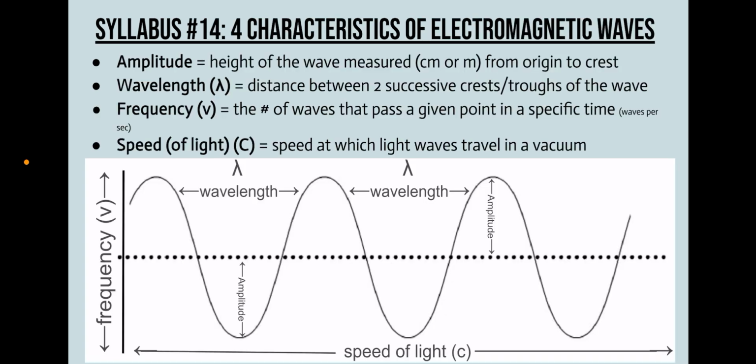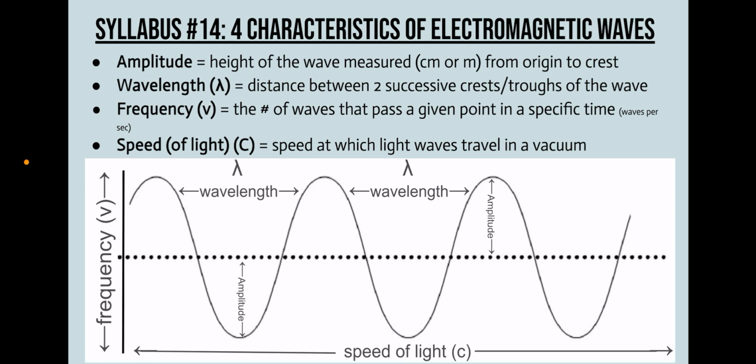All right, number 14. There are 4 characteristics of electromagnetic waves. There's amplitude, wavelength, frequency, and speed of light. So it's also important to make sure that you are memorizing those symbols, that way you don't mix them up. So for amplitude, it is the height of the wave measured, and this is in centimeters or meters, from origin to crest.